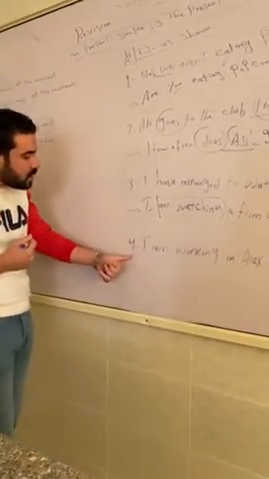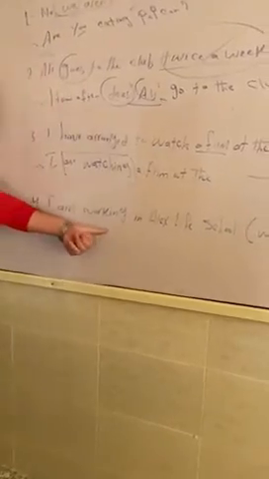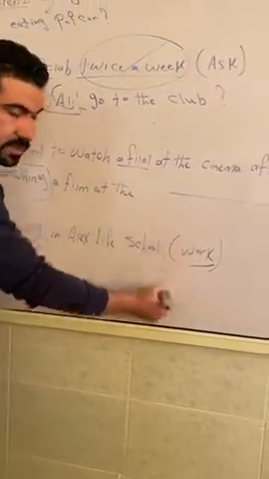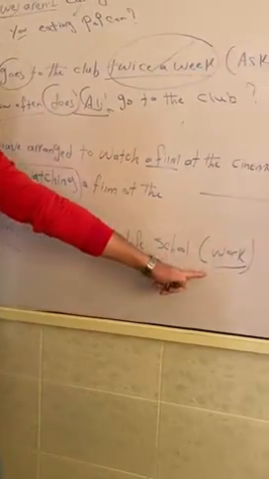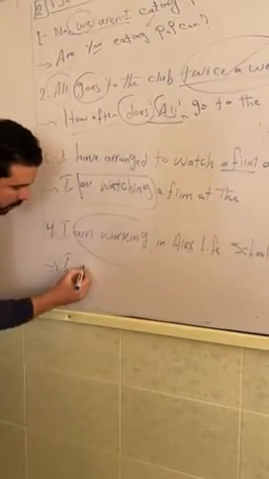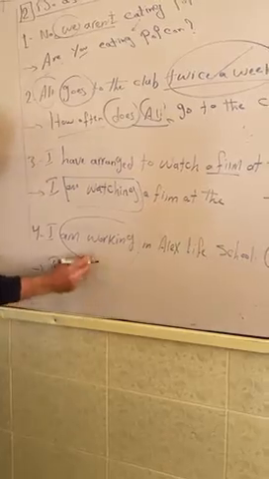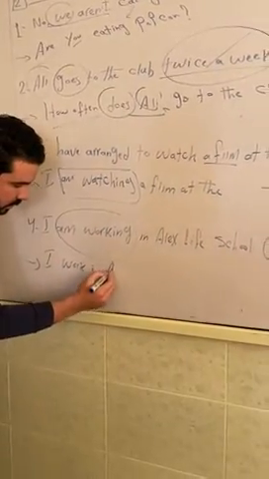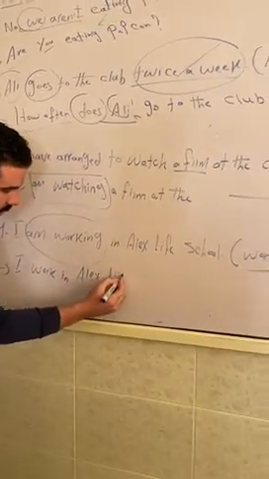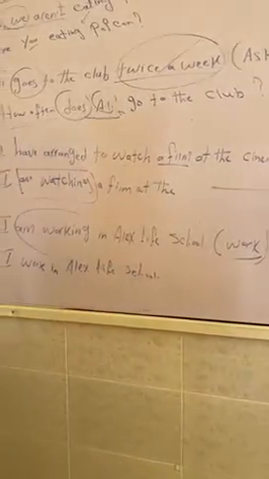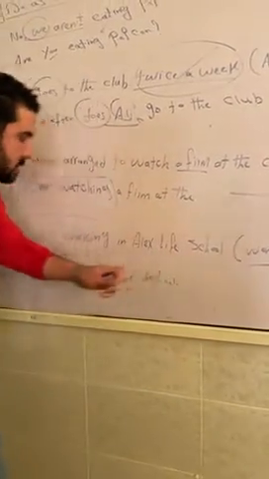Okay? Number 4, I am working in Alex Life School. Okay, this is present continuous. Here you should use the verb work. Is work continuous or simple? It's simple. So I work, and we cancel the continuous one. I work in Alex Life School. Okay, so this is the continuous one and this is the simple one.